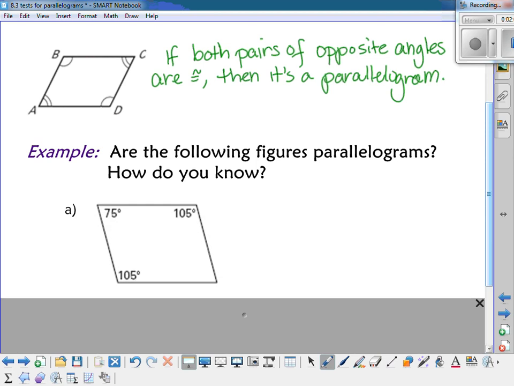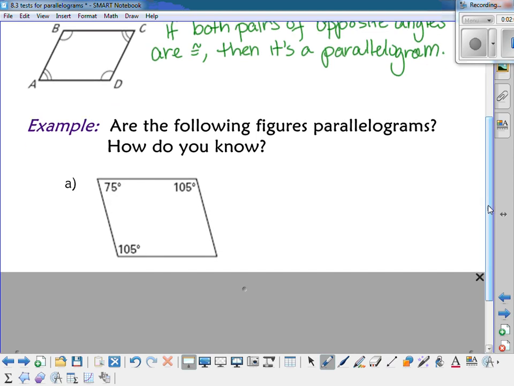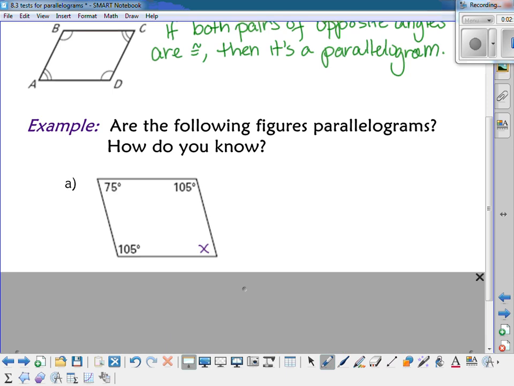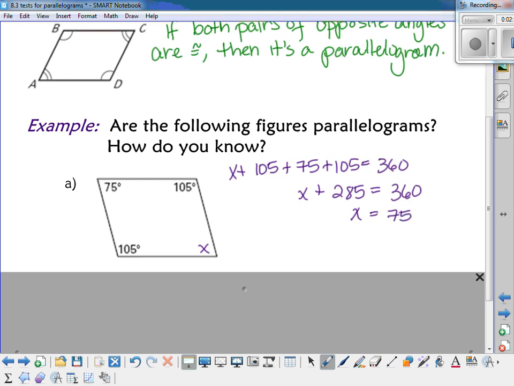If we look at our first example here, we want to find out, is this figure a parallelogram, and if so, how would I know? So I'm missing one angle, so I'll call that X. And I know that since it's a quadrilateral, the angles all have to add up to 360 degrees. So X plus 105 plus 75 plus 105 has to equal 360. So if I add up my numbers, they add up to 285. So X plus 285 equals 360. And I get that X is equal to 75. And so this is a parallelogram because both pairs of opposite angles are congruent.